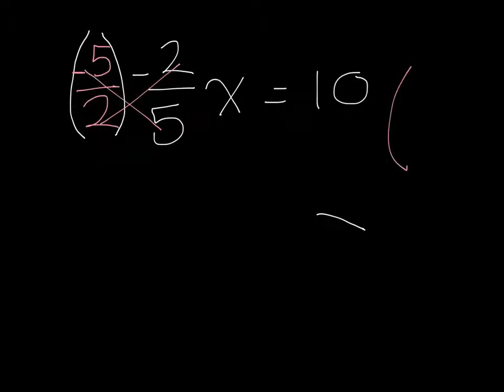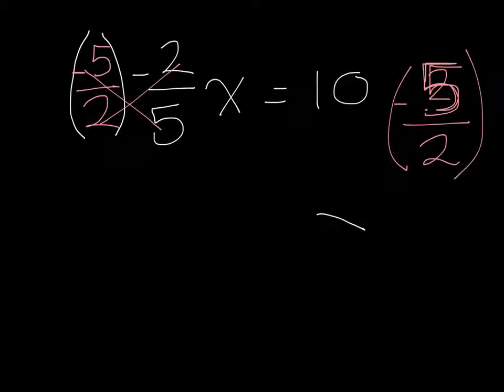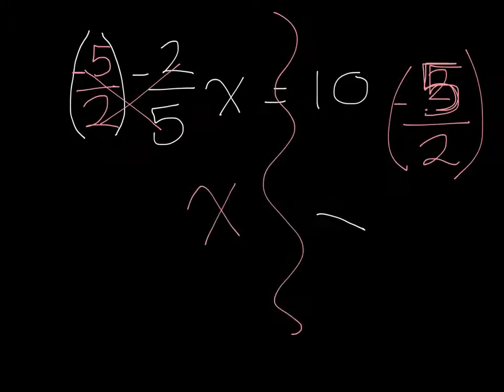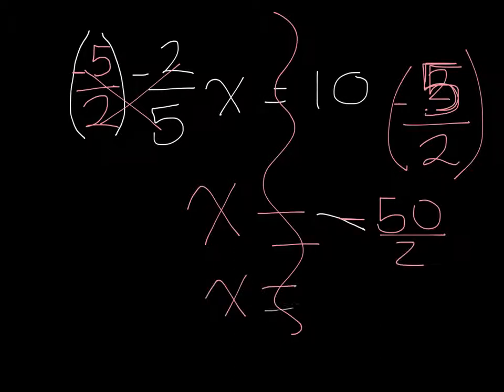So I've basically made that coefficient 1. Then over here, I have to also multiply by negative 5 halves, because what you do to one side, you've got to do to the other side. So, river drawn, I've made the coefficient of x 1. Now over here, all I have to do is multiply those fractions, so I end up again with negative 50 over 2. Reduce that, and I get negative 25.